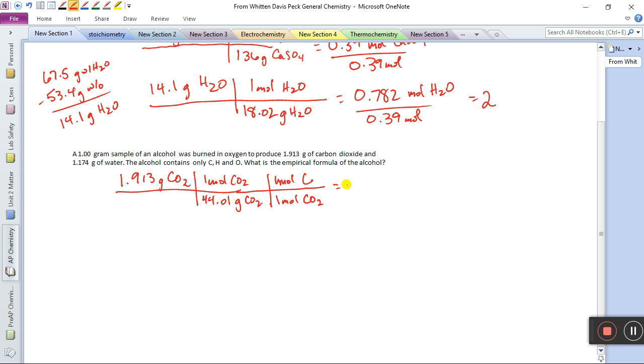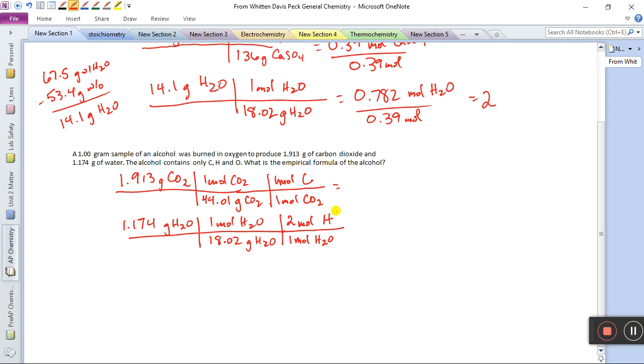Okay. Then we'll do the same thing for our water. How many grams of water do we have? Alright. Molar mass of water we said was 18.02 grams for every 1 mole of H2O. And so for every 1 mole of H2O we have 2 moles of H. Alright. So we accounted for all of our elements.